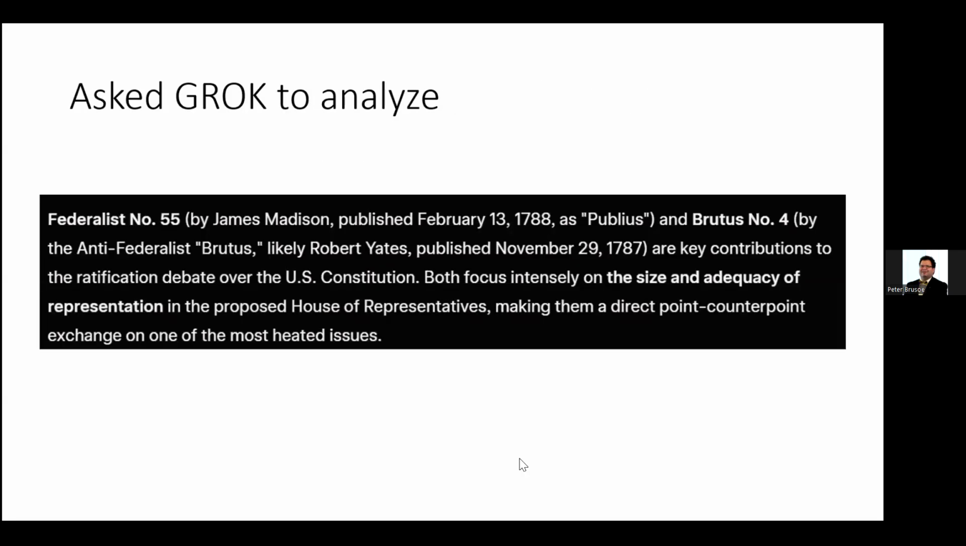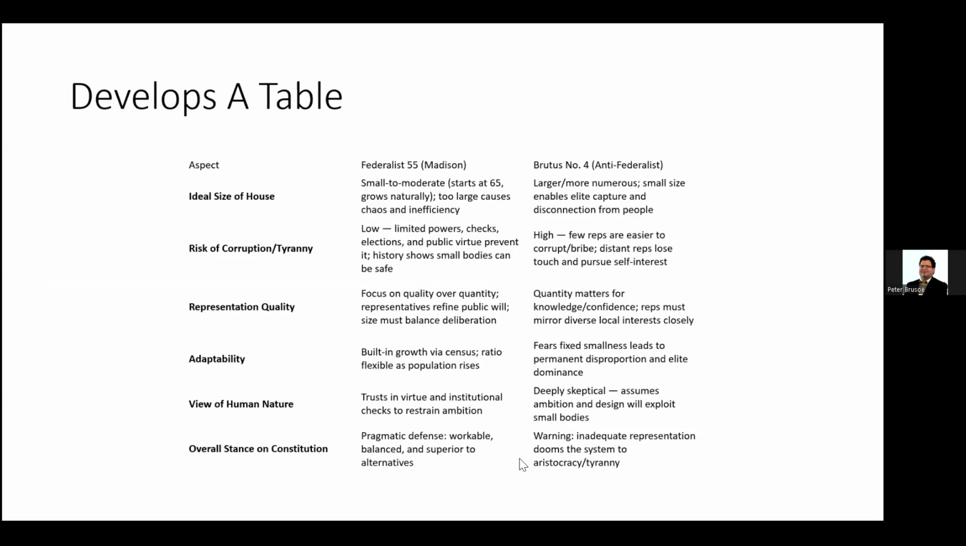So we asked Grok, talked about it, and I asked it to compare the two. And Grok said, "Yep, okay, Federalist number 55, we believe is by Madison, and Brutus number 4, we believe by Yates. Both contribute to the ratification debate of the U.S. Constitution. Both focus intensely on the size and adequacy of representation of the proposed House of Representatives, making them a direct counterpoint exchange in one of the most heated issues." So Grok is able to introduce them to that.